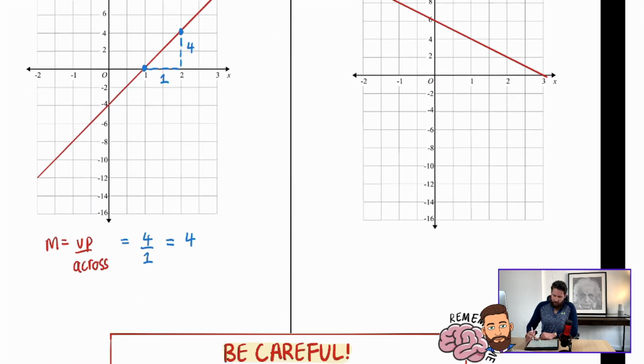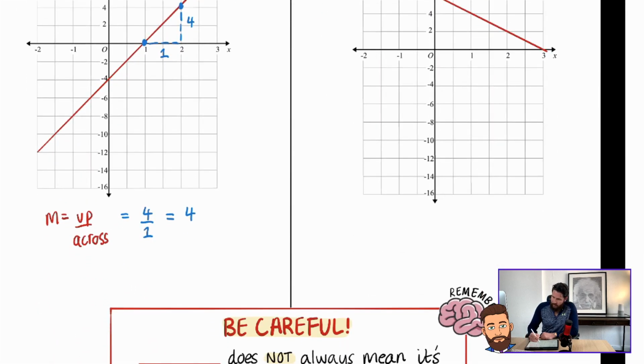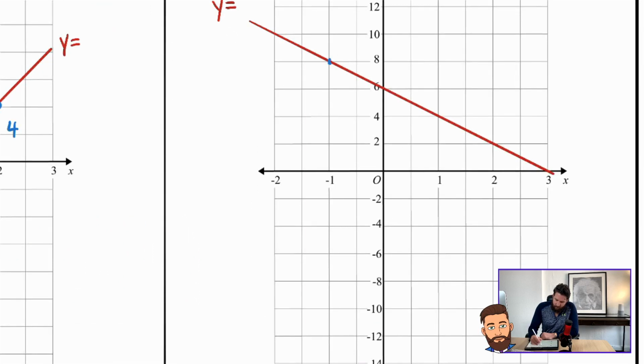Same thing applies. We're going to write our formula down. M equals up divided by across, where the up and across needs to be found. So we need to find 2 points on this grid. I'm just going to pick this one here, and I'm going to pick this one here. We need to check how far across it is and how far up it is. And we have to be careful using our scale.